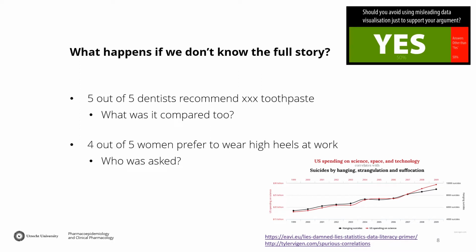Apart from that, you can also, if you don't know the full story about, for example, the graphs. If you see in the right corner here, if I can try to mark it here. So this one, for example. You can see on this there's a big chunk with yes, and then there's a small chunk with other answers than yes. And with the title, should you avoid misleading data visualization just to support your argument. So this is an example of this.